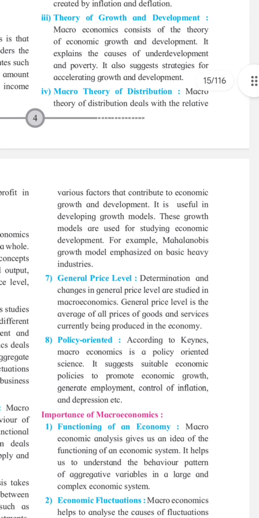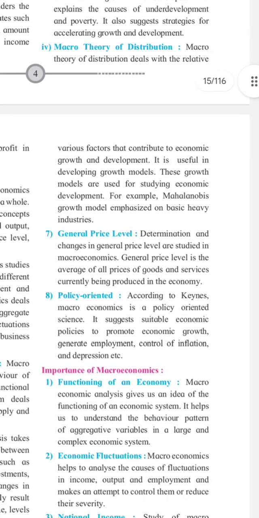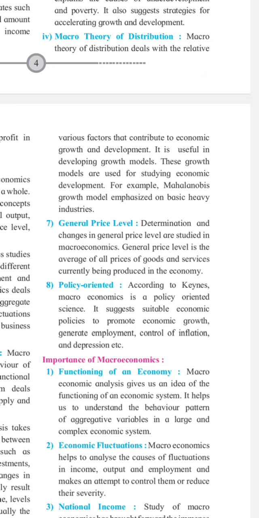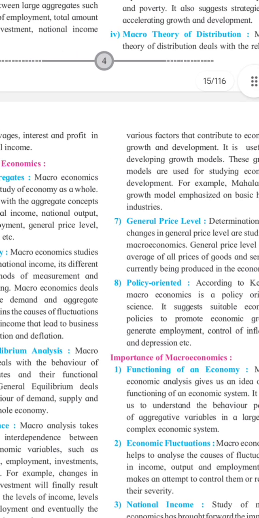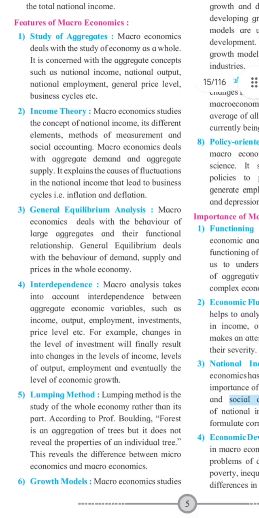Third is theory of growth and development. So macroeconomics explains causes of poverty, causes of underdevelopment, and measures of accelerating economic growth and development. It also suggests strategies for achieving development. Fourth, we have macro theory of distribution. Macro theory of distribution studies the relative shares of rent, wages, interest, and profit.